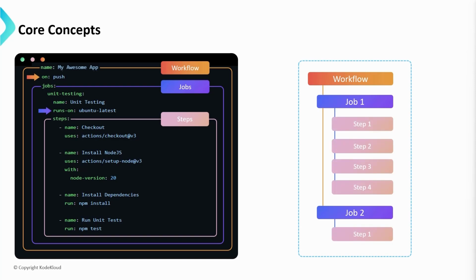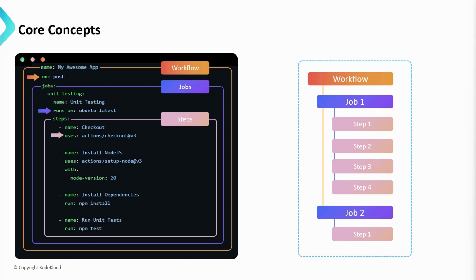The next component is steps. Steps in GitHub workflows are individual tasks or actions that make up a job. These are executed sequentially within a job's runner environment. Steps can include commands, actions, or scripts, allowing you to automate specific actions like building, testing, or deploying code as part of your CI/CD process. So in this example, we have 4 steps.